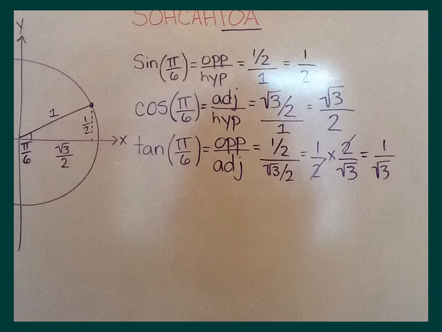Then, to find the tangent of pi over 6, I used SOHCAHTOA, and it told me to use the opposite value over the adjacent value. The opposite was 1/2, and the adjacent is root 3 over 2, and since I'm dividing by a fraction, I multiplied by the reciprocal, so I flipped root 3 over 2 upside down, and it gave me 2 over root 3. Then my 2's cancelled, and I was left with 1 over root 3.